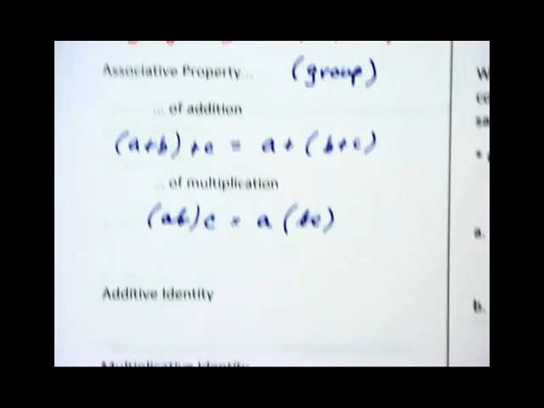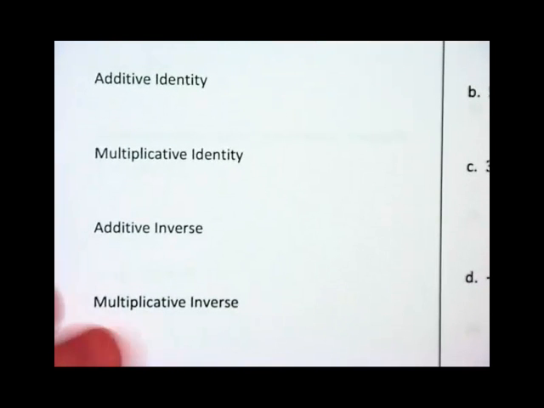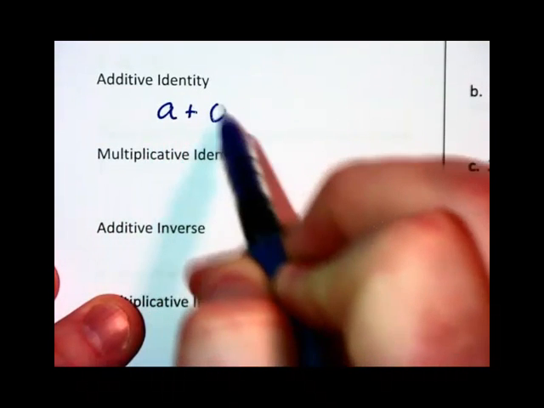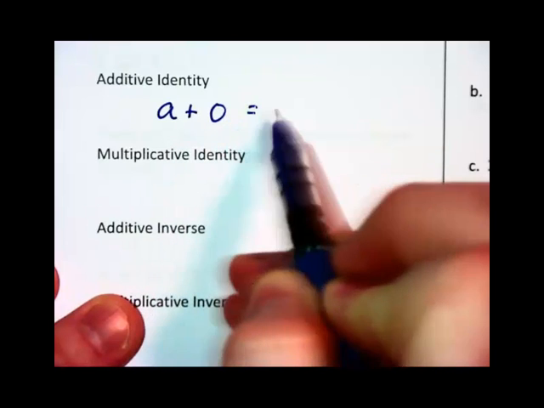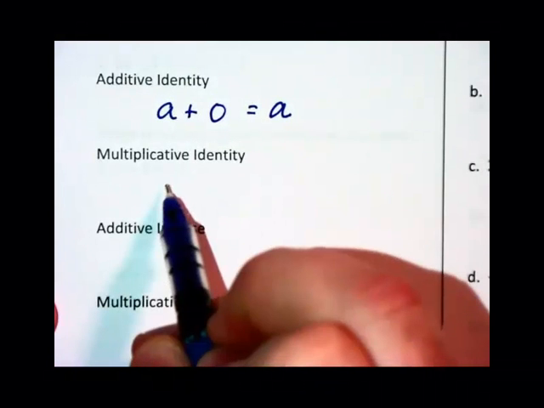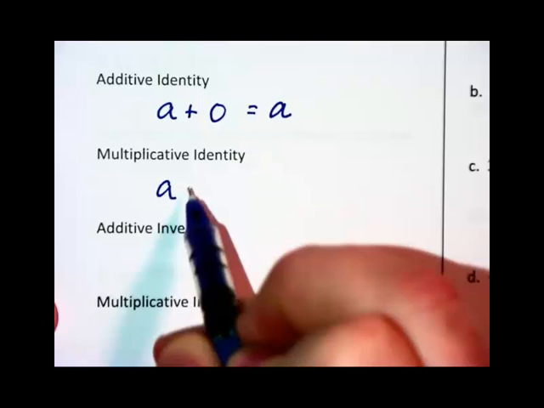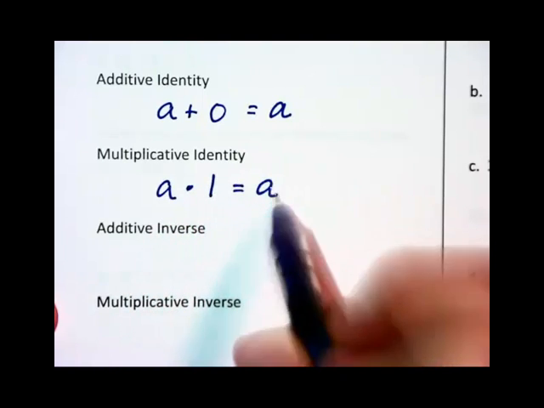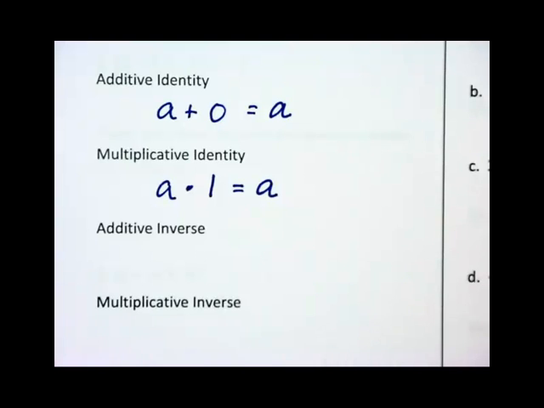Now, the additive identity. If you think of an identity, your identity is who you are. Adding an identity, additive identity, is adding something to find out who you are, to look in the mirror. A plus 0 equals A. We say 0 is the additive identity. And if you want to find who you are looking in a mirror and you need to multiply by something, you want to multiply by 1 to see A on the other side. And so 1 is considered the multiplicative identity.